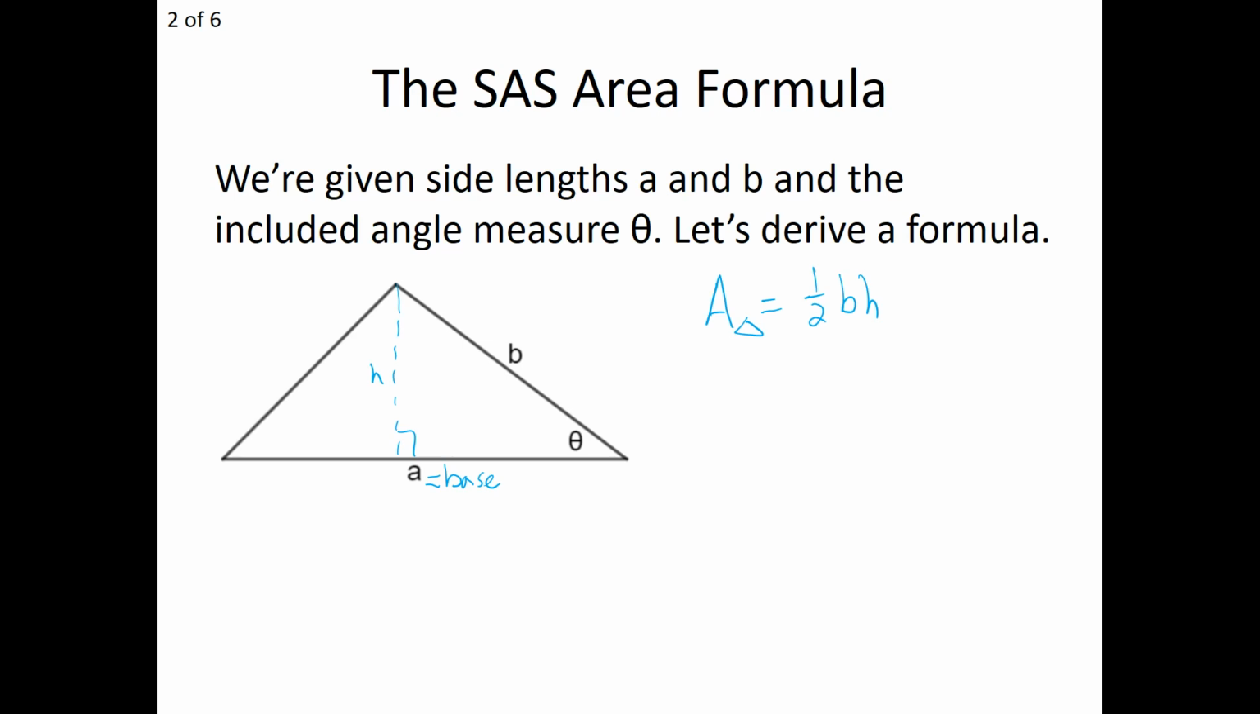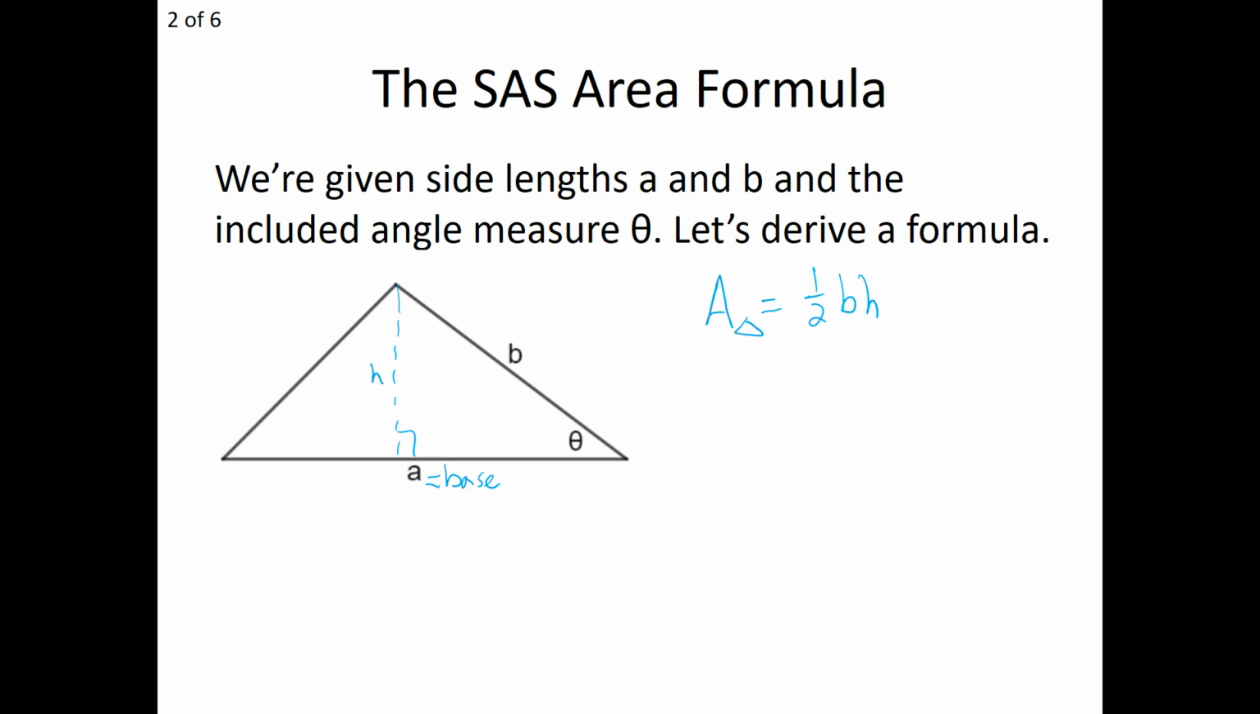So with our dimension a chosen as our base and h, we could find the area of this triangle. But remember, h is not one of the given pieces of information. What we're given are the two side measures and the included angle. So the question we ask ourselves is, can we actually put the derivation of the formula in terms of the three pieces of given information, the two sides, a and b, and the given included angle, theta?